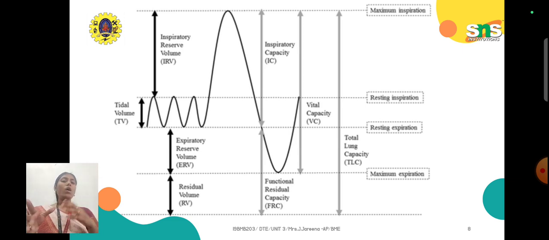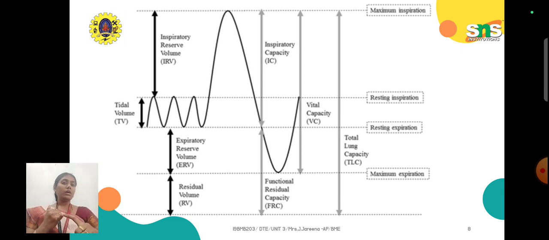We can't measure lung capacity directly. There is a device like a spirometer where we can measure lung volumes. By getting the values of lung volumes, we can easily derive lung capacity from them. That means the combination of lung volumes gives us the value of lung capacity. So let's see what the different lung capacities are.